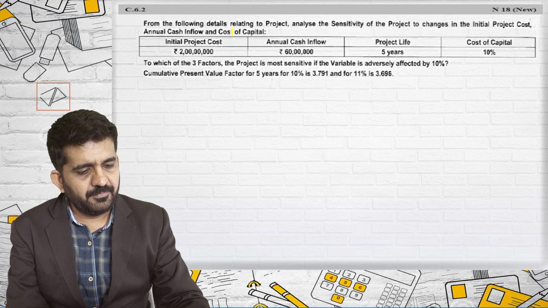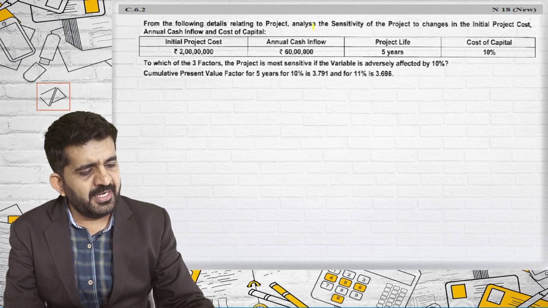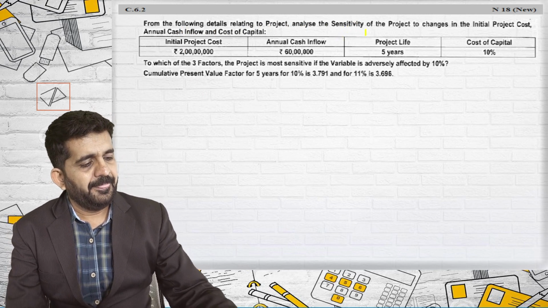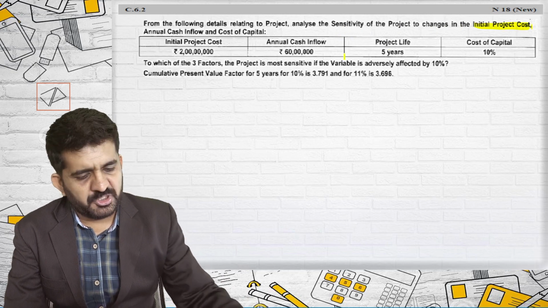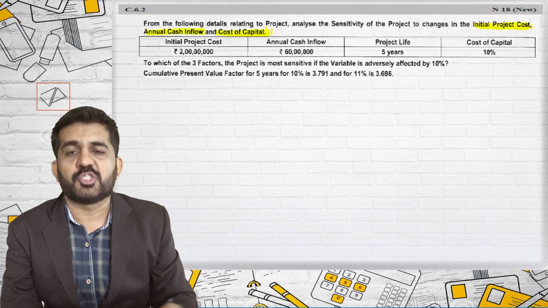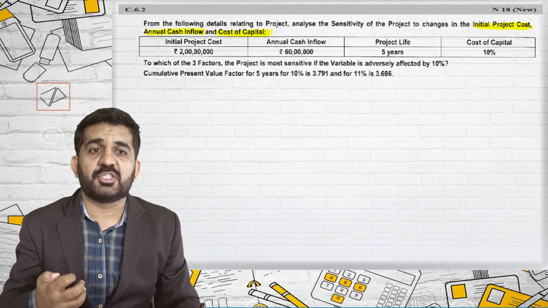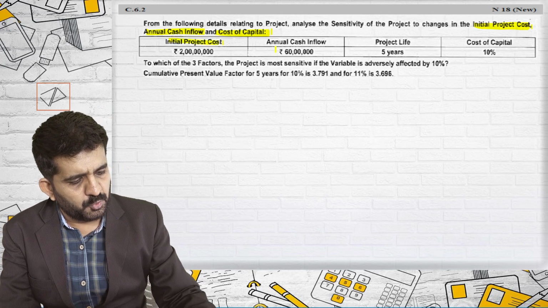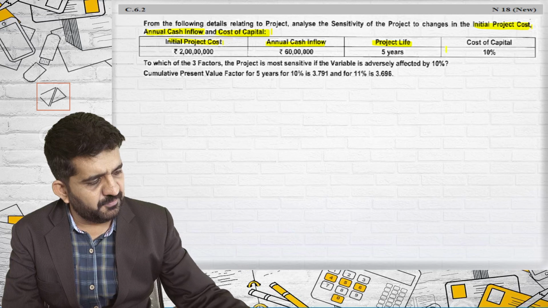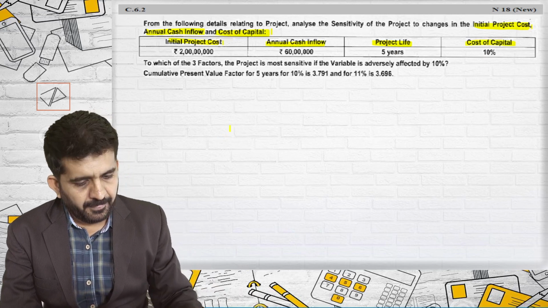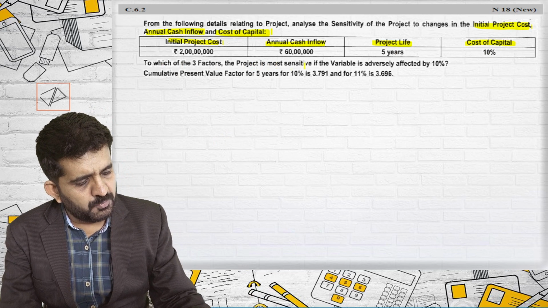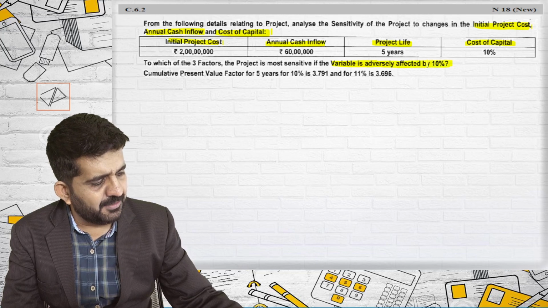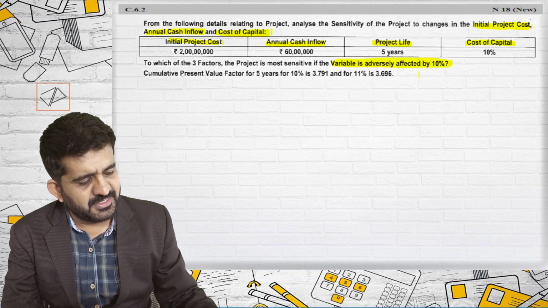From the following details relating to the project, analyze the sensitivity of the project to changes in initial project cost, annual cash flow and cost of capital. So you will have to consider these three factors for sensitivity analysis. Initial project cost is 2 crores, annual cash flow is 60 lakhs, project life is 5 years and cost of capital is 10%. To which of the factors is the project most sensitive if the variable is adversely affected by 10%?